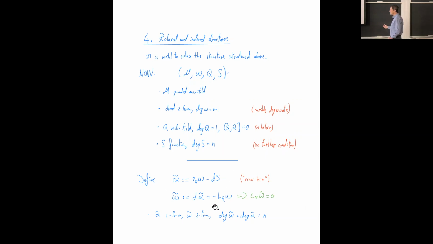But since Q is cohomological, you can apply L_Q again, use Cartan calculus again to check that now Q is Hamiltonian with respect to omega twiddle, automatically. So these are the new data. Alpha twiddle is a 1-form, omega twiddle is a 2-form, and they both have degree n.